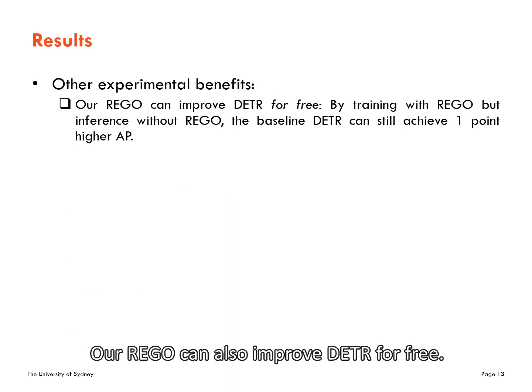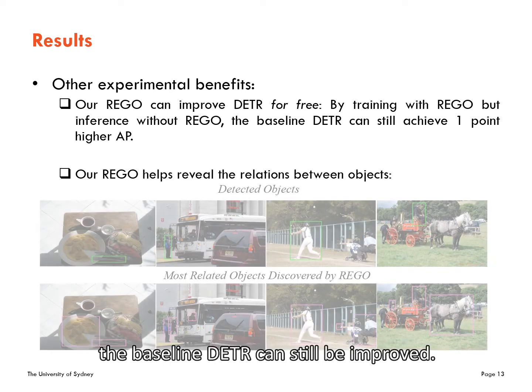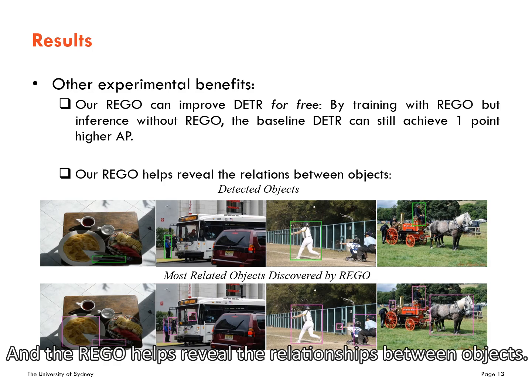Our REGO can also improve DETR for free. By training with REGO but inferring without it, the baseline DETR can still be improved. And the REGO helps reveal the relationships between objects.